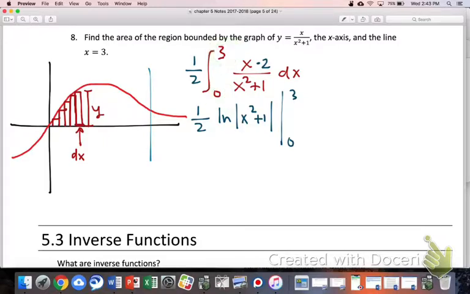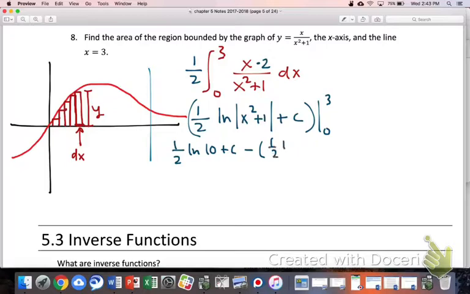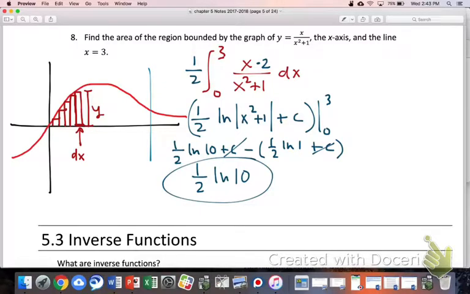Let me show you where that comes from. So if I did put a C in there, it would be plus C, and it would be evaluated from 0 to 3. So when I do FTC1, it'll be C minus C. So we'd have 1/2 natural log of 10 plus C minus 1/2 natural log of 1 plus C. So the C's would cancel out. Let me finish this out real quick. What's ln of 1? 0. And 1/2 times 0 is 0. So we could really just write this for an answer: 1/2 natural log of 10. You could actually even manipulate that a little bit too.